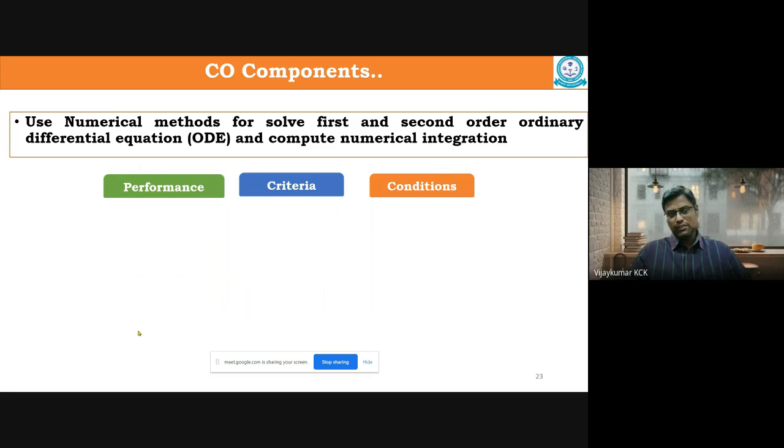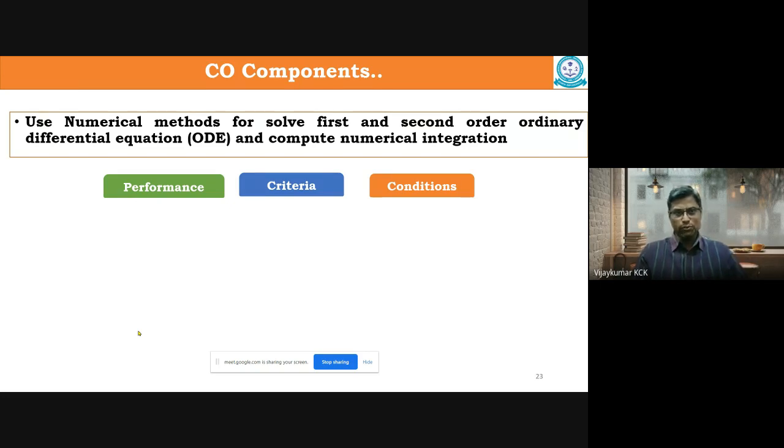The next is coming to the problem, that means an actual kind of issue that we are facing as faculty. So for example, use numerical methods to solve one-dimensional and two-dimensional ODE, that is differential equations, and compute numerical integration. So here, I will give a couple of seconds so that you can understand this particular case.